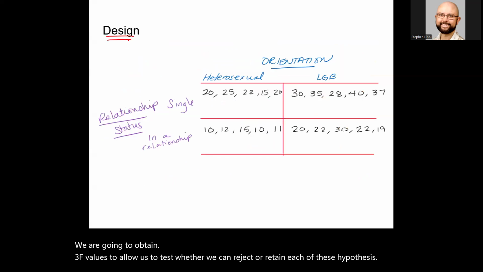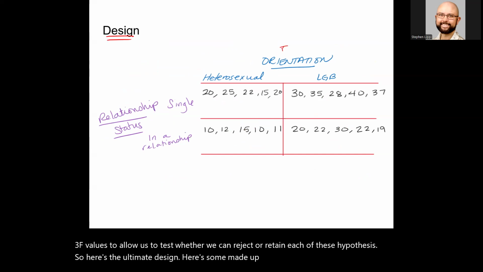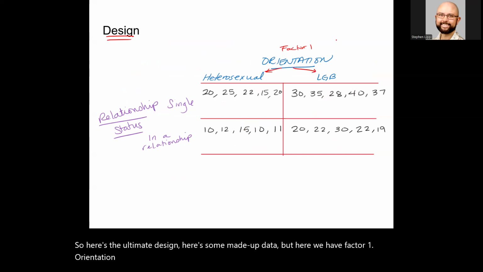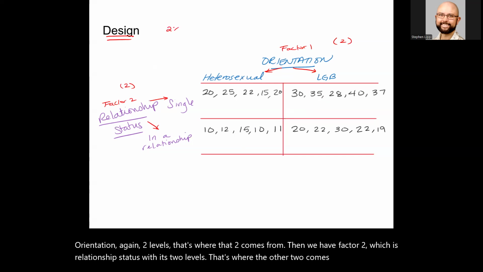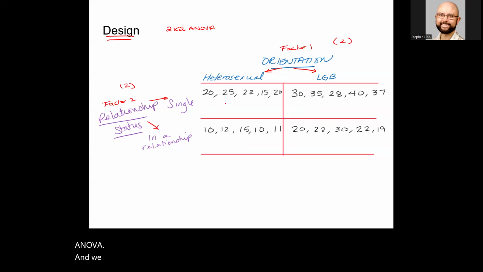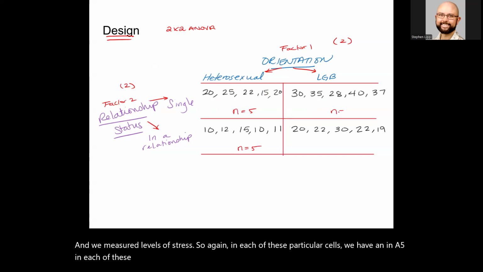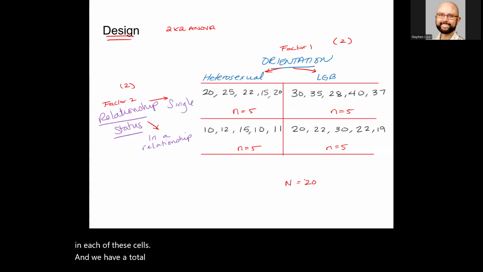So here's the ultimate design. Here's some made-up data. But here we have factor one, orientation. Again, two levels. That's where the two comes from. Then we have factor two, which is relationship status with its two levels. That's where the other two comes from. So a 2x2 ANOVA. And we measure levels of stress. So again, in each of these particular cells, we have an N of 5, and we have a total sample size of 20.